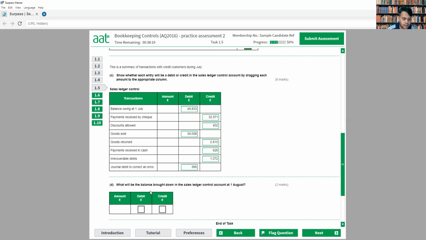So it says, what will be the balance brought down in the sales ledger control account on the 1st of August? So the balance will be all the debit minus credit. If we do that, the balance will be 51,354. And remember, the opening balance for the sales ledger control is always debit, it is an asset, because you are expecting some money from your customer. If it is a purchase ledger control, that time it will be the opposite, it will be credit.